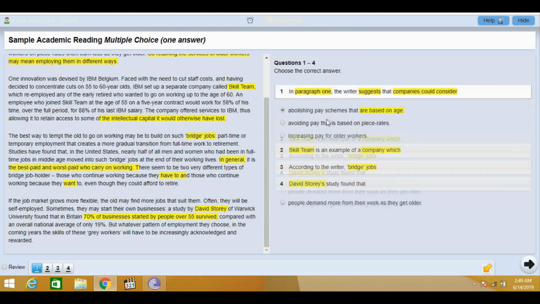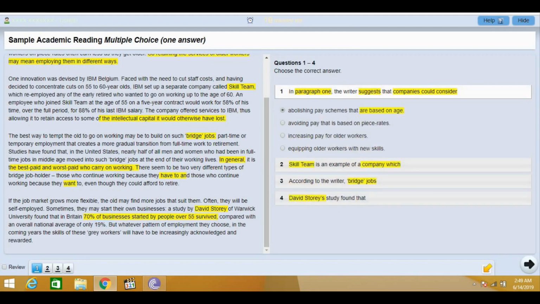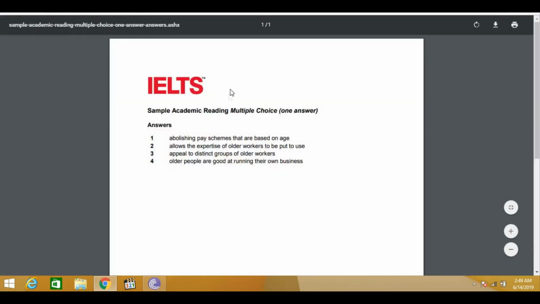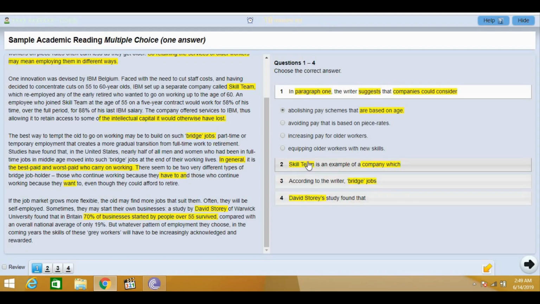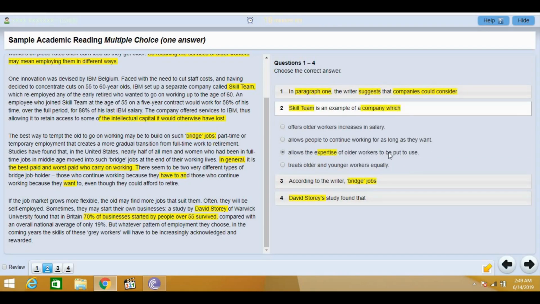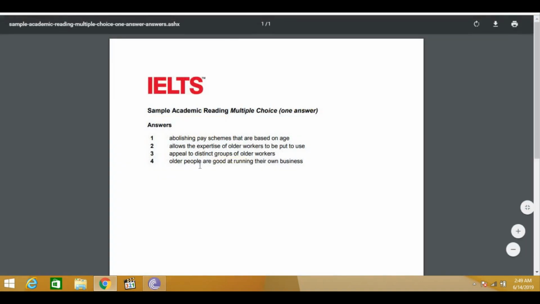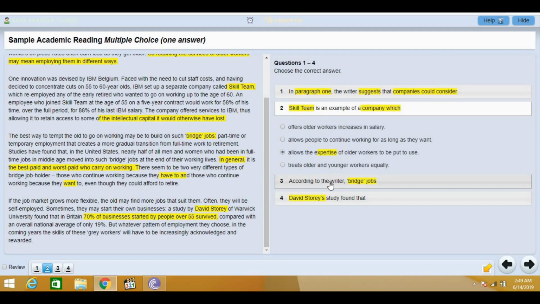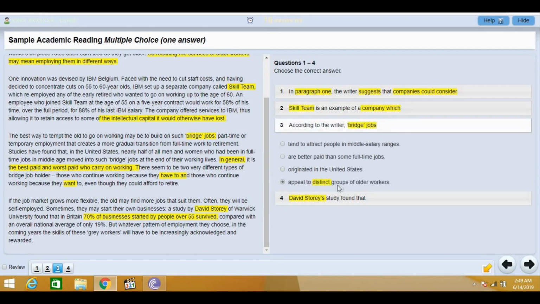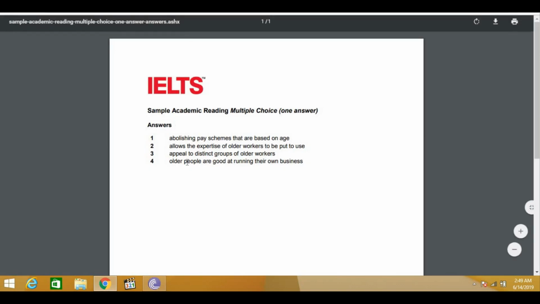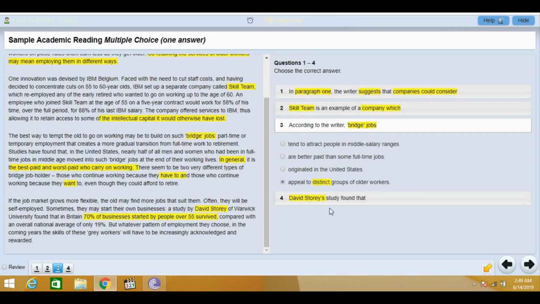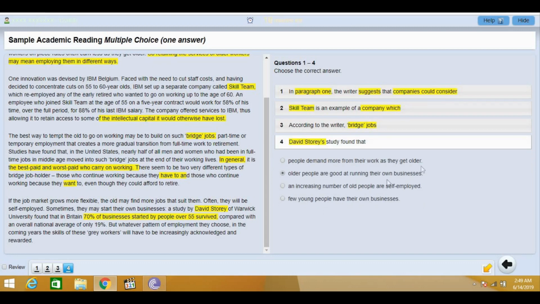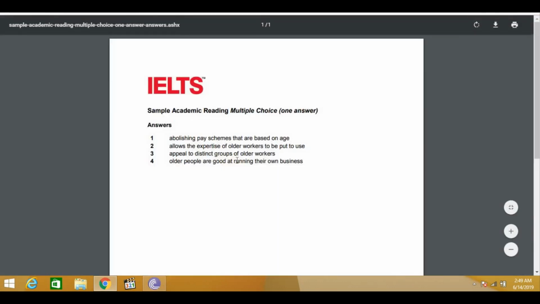Number 1, abolishing pay schemes. Yes, correct. And number 2, allows expertise of older workers. Right, that's correct. And number 3, appeal to distinct older workers, right? And David Storey's study found what? Older people are good at running businesses. See, that's right. I have already found the answer.